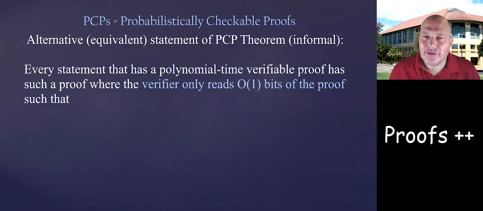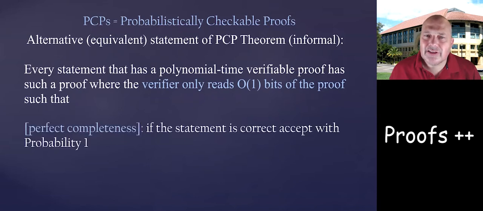Let's give a few more details, to be more exact. There is a verifier that reads only a constant number of bits of a proof, such that if the statement is correct, you're going to accept the proof with probability 1. So if you really gave me a proof of the PCP theorem, or whatever other theorem, of P equals NP or different than NP, I will never tell you, oh, I think you're lying. Perfect completeness. If the proof is correct, I will never say it's not correct.